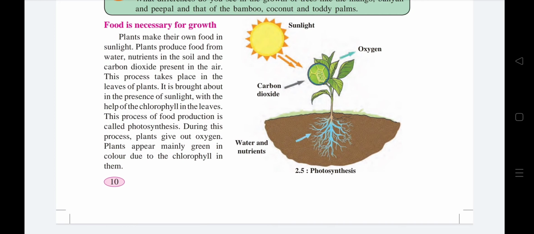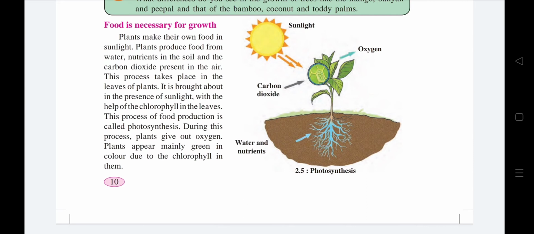Our next point is food is necessary for growth. This point is regarding plants. Just as we require food, plants too require food for their growth. They require water as well as nutrition for their growth.